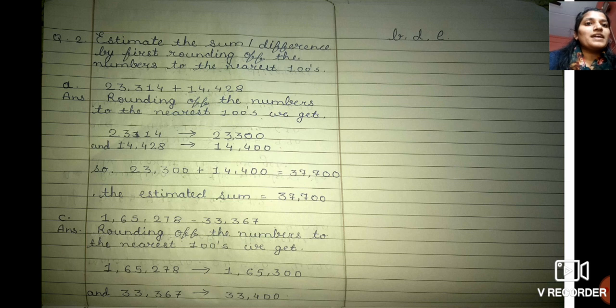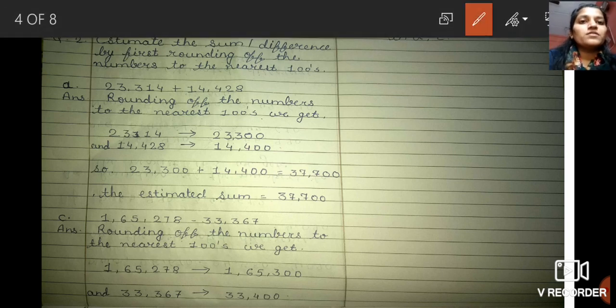1,65,278 minus 33,367. So rounding off the numbers to the nearest hundreds we get. So here students, we have to find the difference. We have to estimate the difference. So first of all, let's round off the numbers. Here the tens place is 7, which is more than 5. So both the places, tens and ones, will become 0, as you all can see, and we will add one number in the hundreds place, that is 2 plus 1 will become 3.